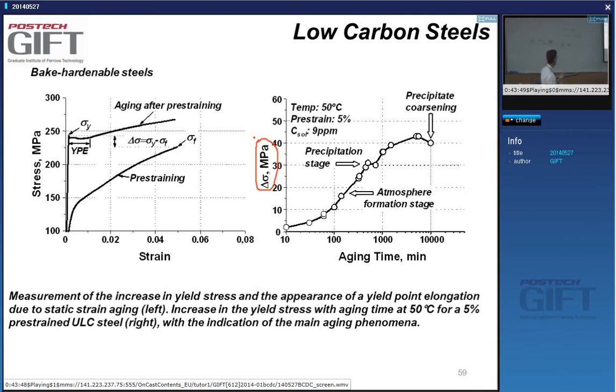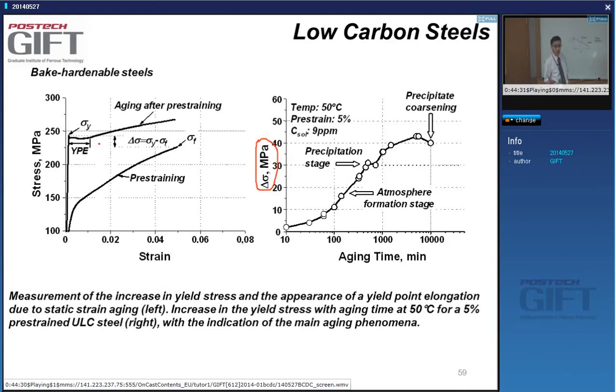You need special techniques to analyze how much carbon is in solid solution. Typically, people will use a technique called internal friction, because it is sensitive to interstitial atoms like carbon or nitrogen. But it's not a simple technique. So what do we do? Well, we measure the mechanical properties, basically.